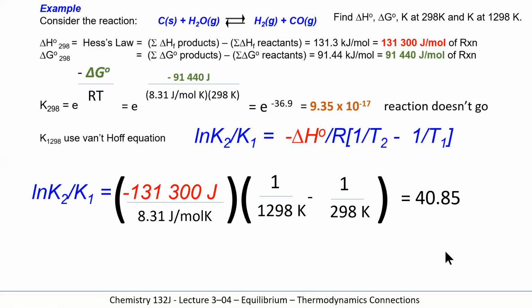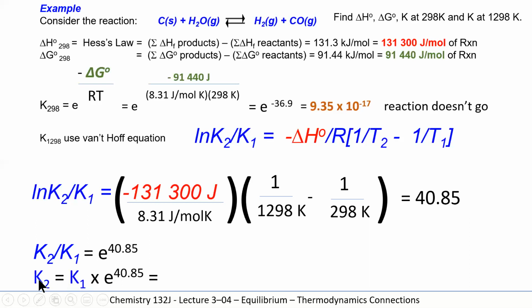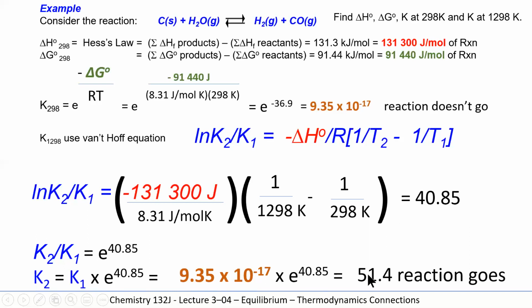Now, when we apply the rule here in mathematics, the ln of K2 over K1 being equal to 40.85 means K2 over K1 is equal to e raised to the power of 40.85. Well, now we know what K1 is. Here's what K1 is. We can substitute K1 in this equation, and now we can cross multiply, and we end up with K2 equals K1 times e to the power of 40.85. And that number, again, there's K1, there's e to the power of 40.85. We end up with a value of 51.4. So at a higher temperature, at 1298, we see this reaction will go.